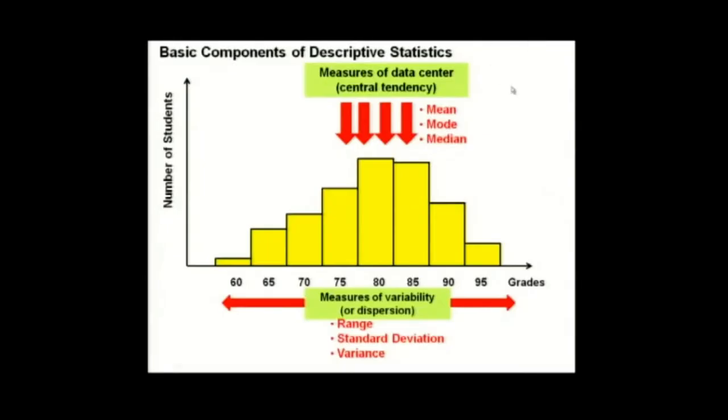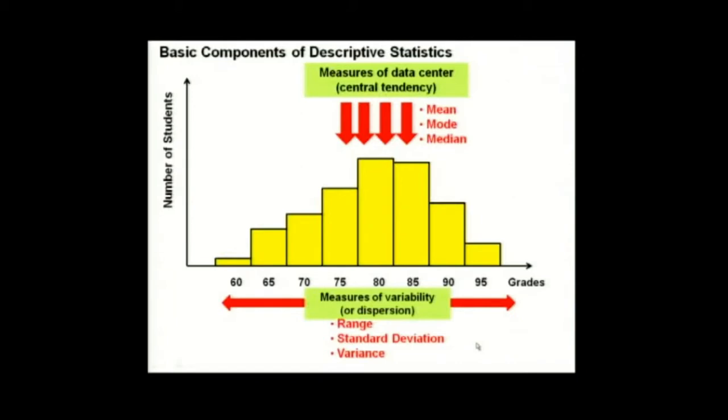As I just said in the previous session, we described a normal data set using two types of measures. The measures of central tendency, the mean, the mode, and the median, and the measures of variability or dispersion, such as the range, the standard deviation, and variance. And we said that these measures are common measures that are used in almost all descriptive statistics.